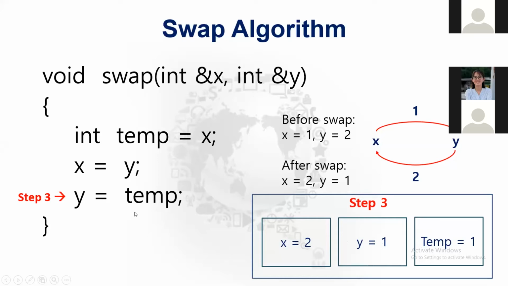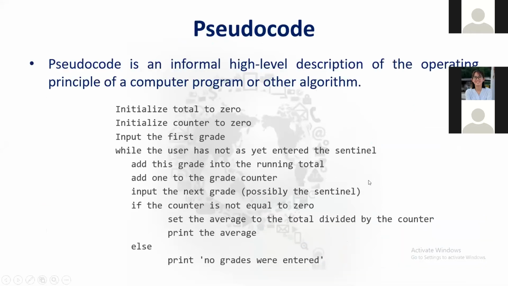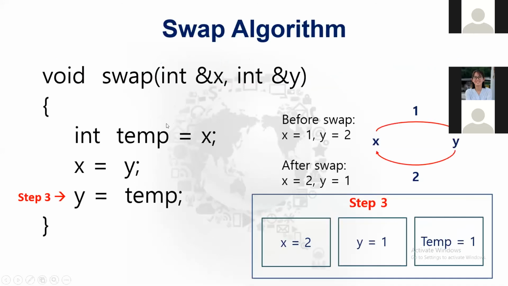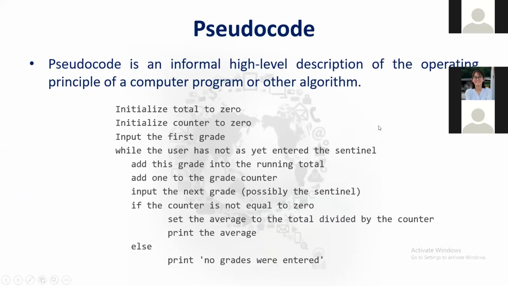So in this case, you have successfully swapped the values: x is equal to 2 and y is equal to 1. From the algorithm, you can see here all these are actually code, right? Because sometimes you need to describe, but you cannot just write an essay, because an essay is paragraph by paragraph, right?